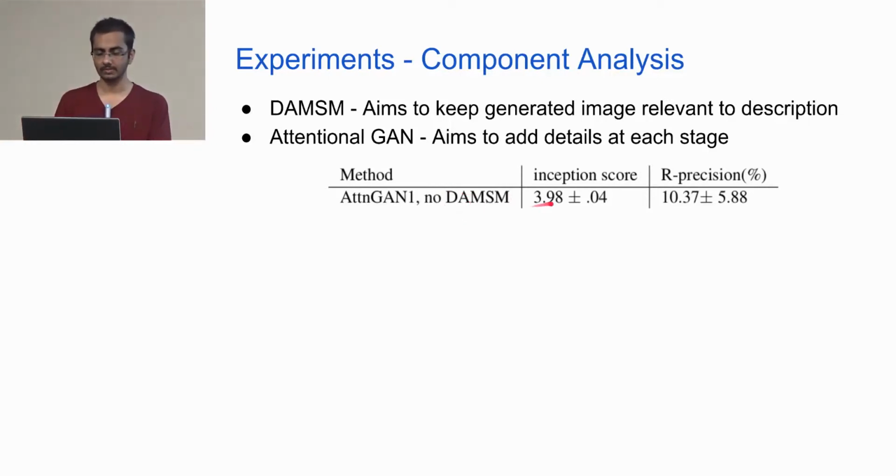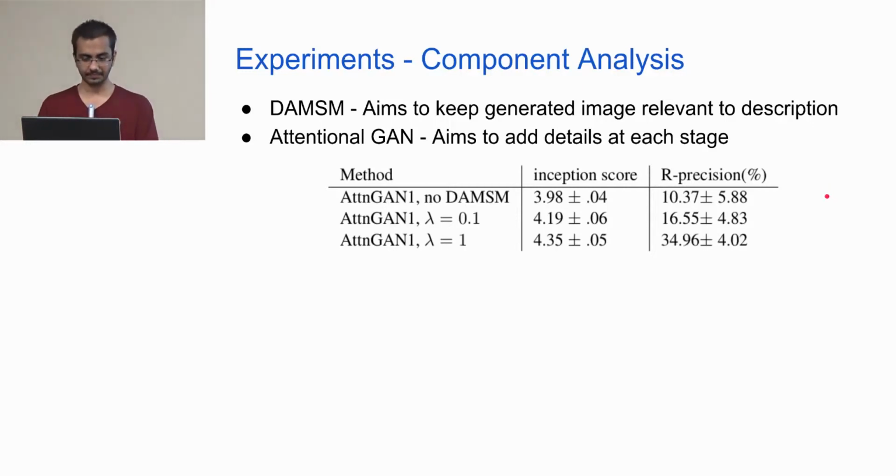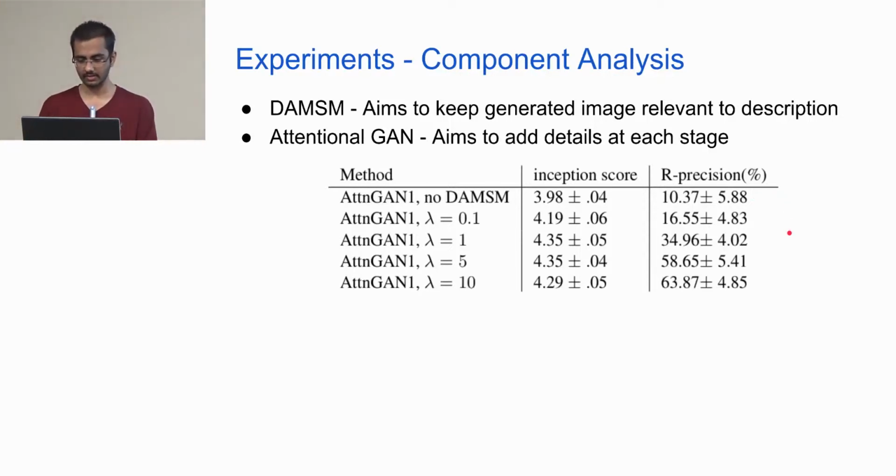First off, we have no DAMSUM score, and these are the inception scores. Let's compare them by adding the DAMSUM component. You set your lambda to 0.1, and you see both inception score as well as R precision. This is roughly a metric of how crisp the image is, and this is roughly a metric of how relevant, how similar the caption and images actually are. You see both of them increasing, which means the DAMSUM and attention go hand in hand to improve the image. Next, you increase the lambda, and you see a good effect on the inception score as well as R precision. Over here, you would see that increasing the lambda after some point led to a bit of decrease in the inception score, but the R precision still goes high.